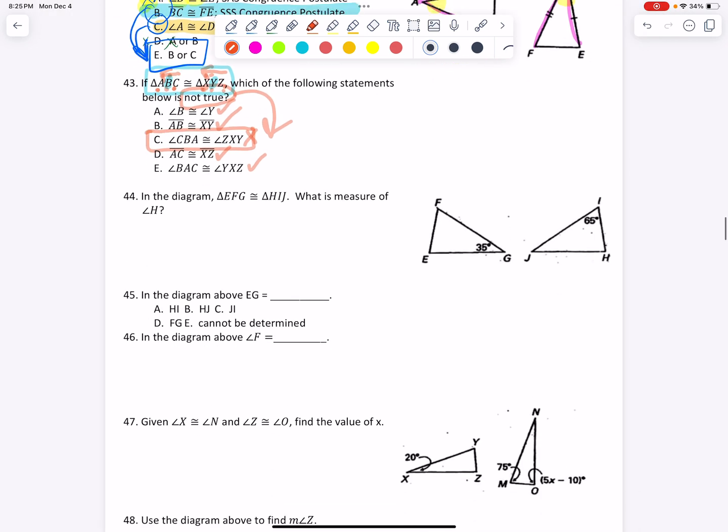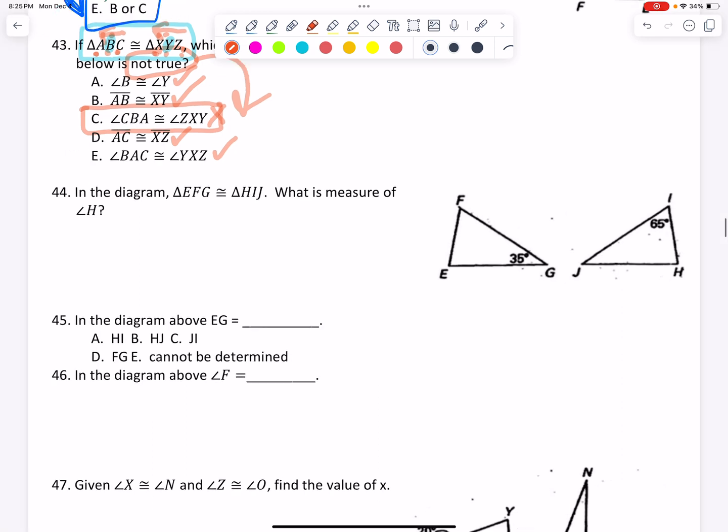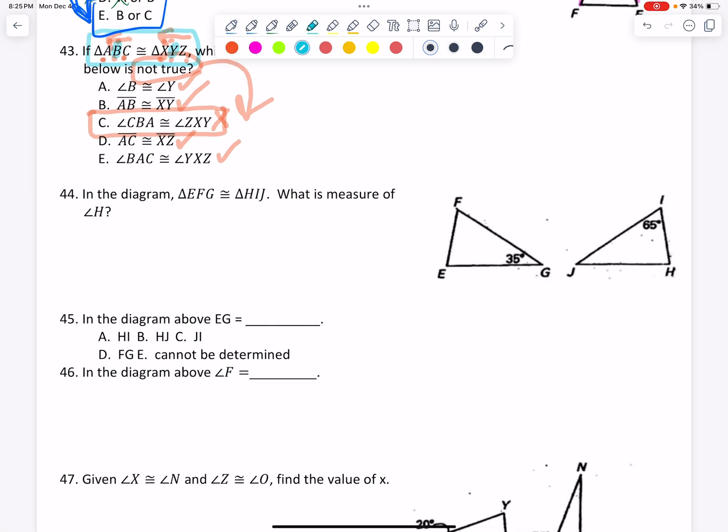C is false. Okay. What is the measure of angle H if EFG is congruent to HIJ? So let's notice this first. E is in the same spot as H in our congruent statement, so those angles will be the same. F is in the same spot as I, so those will be the same. Just color coding here, so I can mark a 65 on both of those.